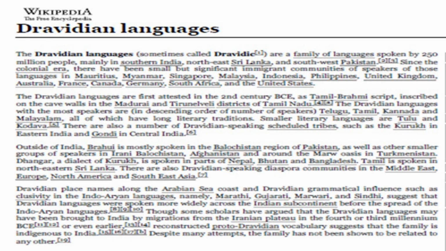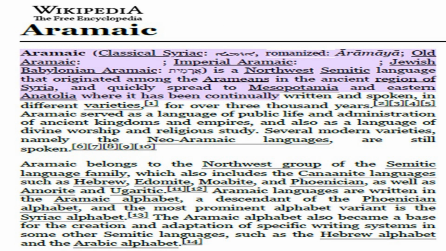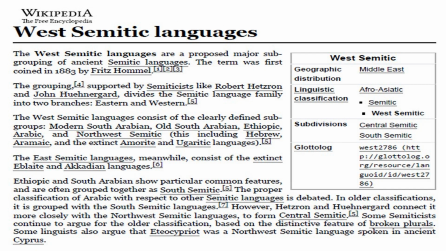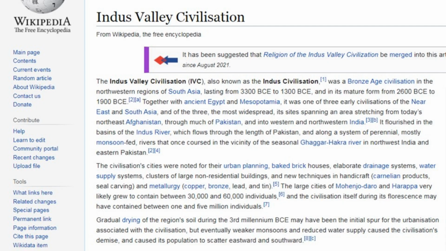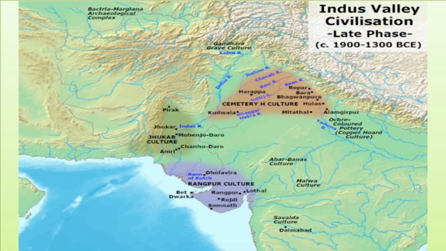This indicates that at the time of Laban, the people of the East were speaking the Dravidian language and the people of the West were speaking the Aramaic or Western Semitic language. This also indicates that Laban could be a Dravidian from the Indus Valley civilization.